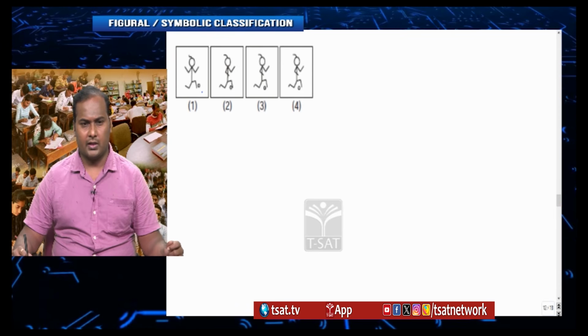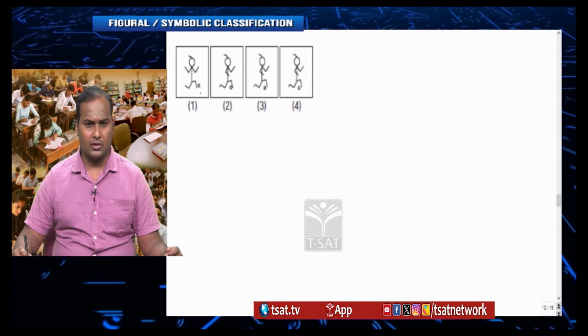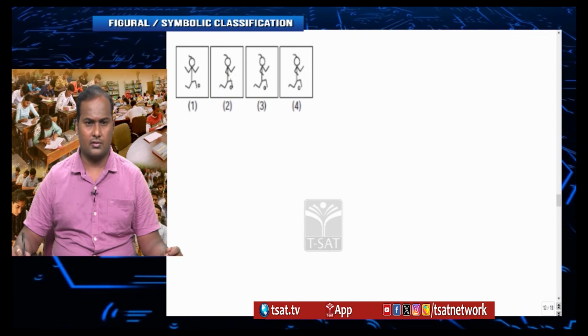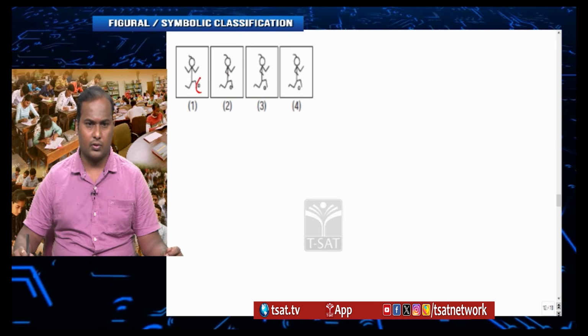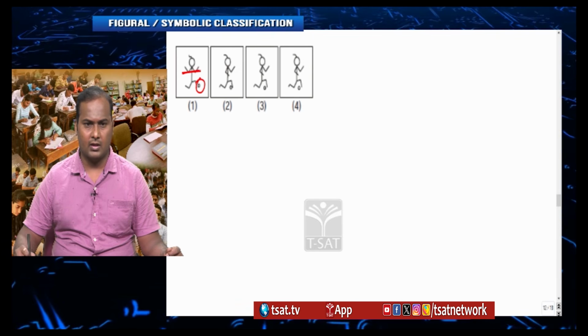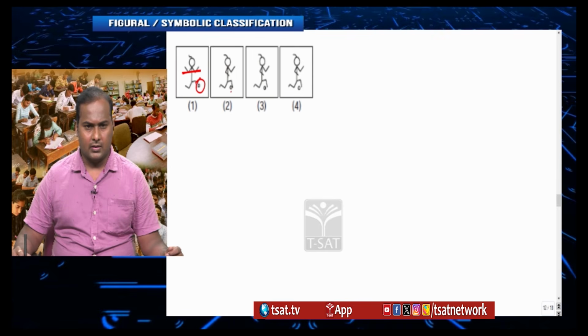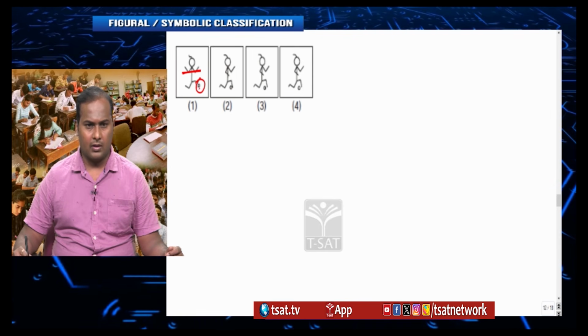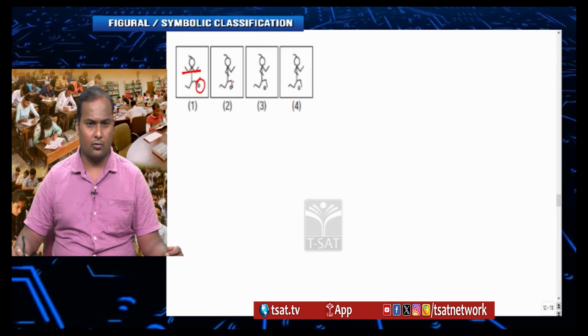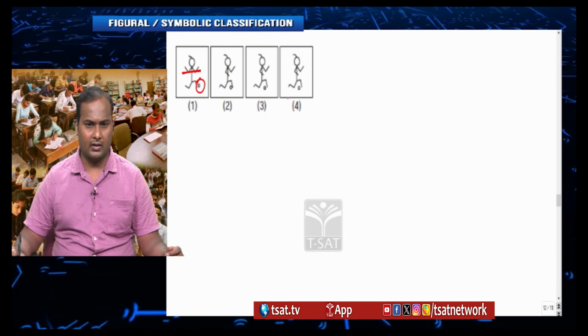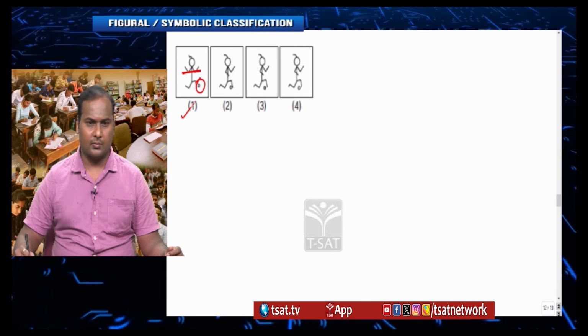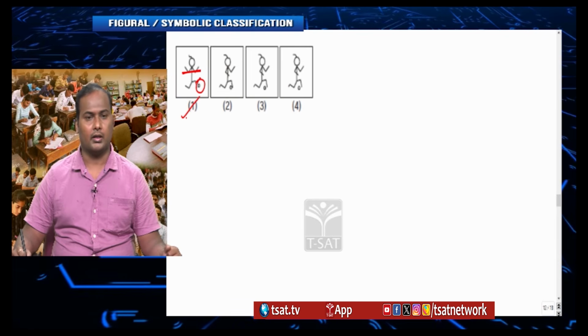What I can observe is 2 things: the position of the ball, and the position of hands. So 2 things are changing. In figure 1, the ball is in front of the leg. In case of figure 2, the ball is before the leg. Here also before the leg, here also before the leg. So your answer is option 1. Directly I can get the answer.